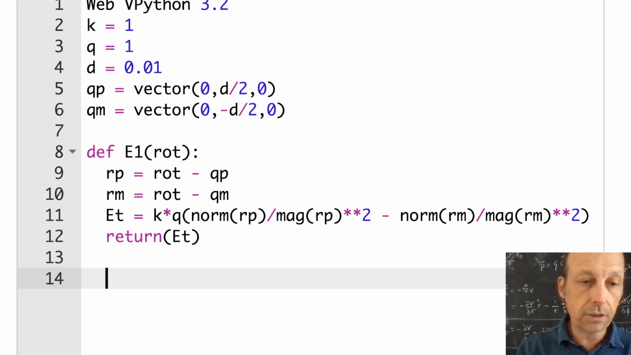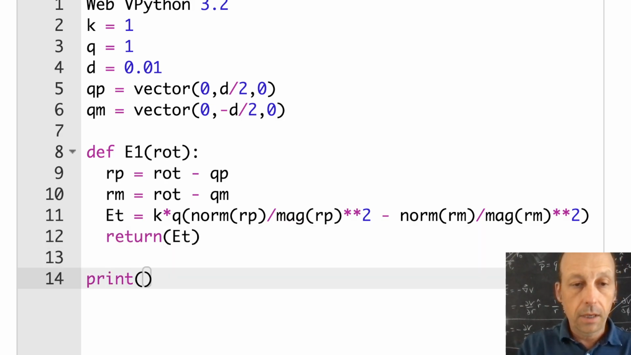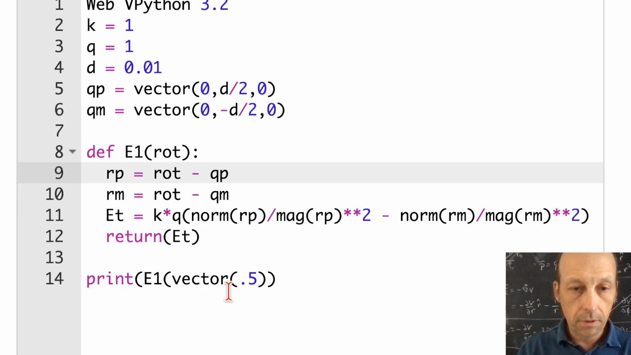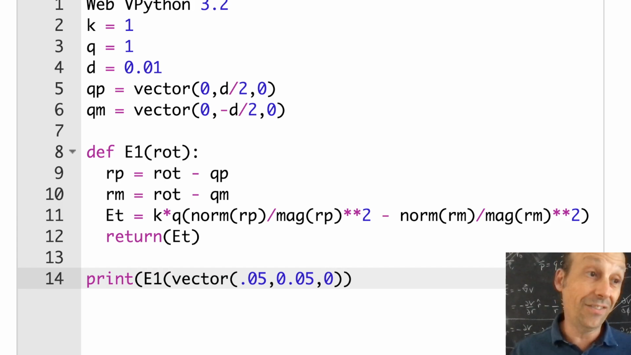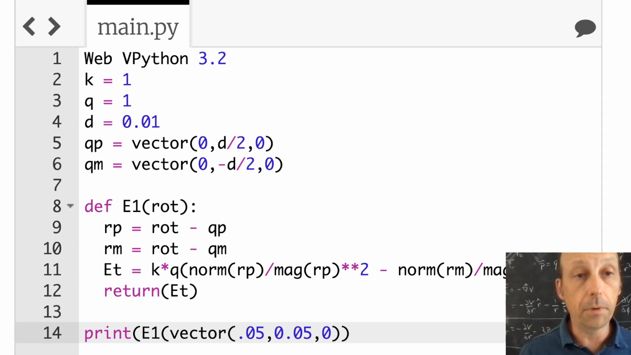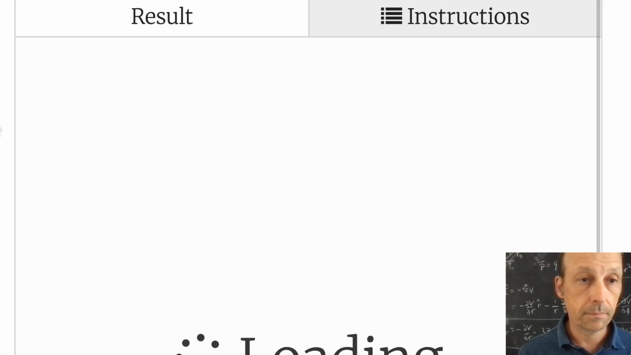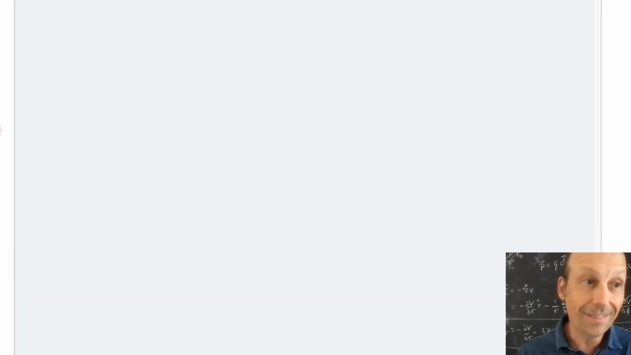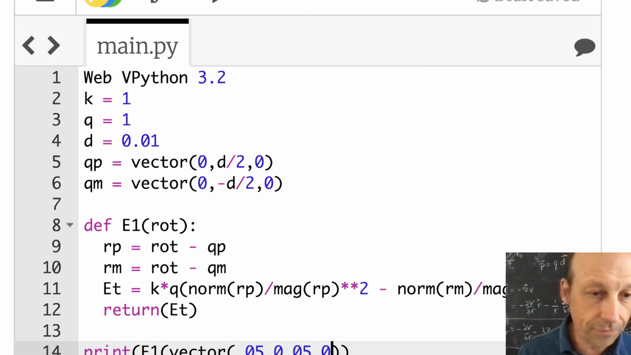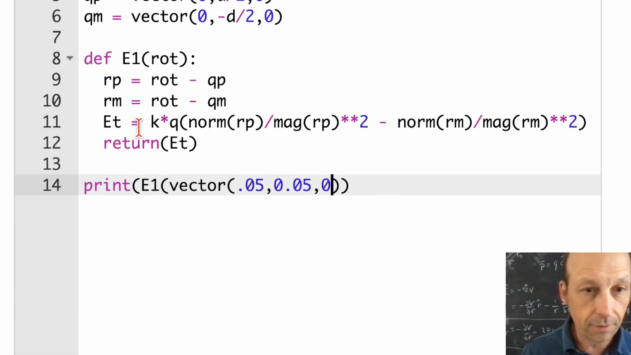Let's just test it and see if this works. Print E1 of the vector 0.5, 0.05, 0. Let's just see if it gives me a number. It should be a vector. And it didn't. See, I made a mistake. Missing a right parenthesis. This is why we test stuff. Line 15, missing a right parenthesis.